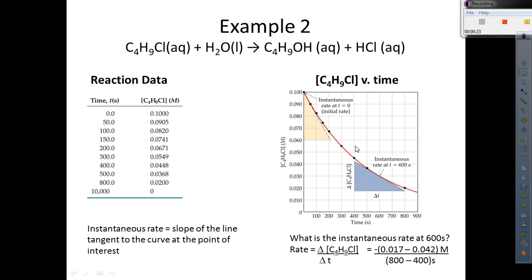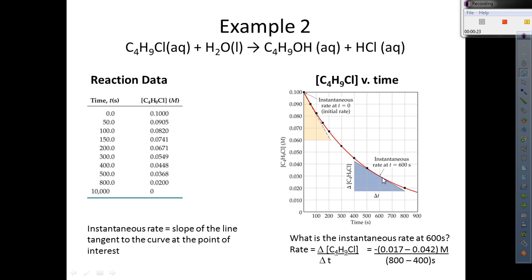And that's what this graph over here is showing us. We're looking at the instantaneous rate at different moments in time. So if we wanted to know the instantaneous rate at time equals 0, then we would draw a line tangent to the curve at the curve's point where time is equal to 0. And then we could calculate the difference in the concentration over the difference in time.